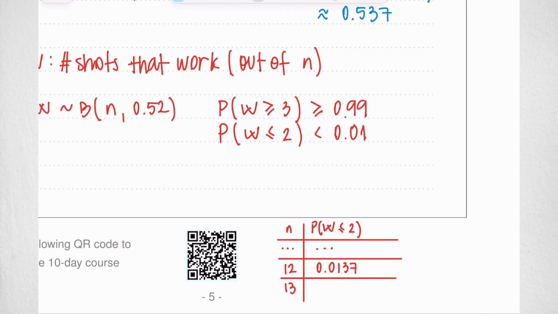which is not quite there. Now for n equals 13, we have 0.0077. Therefore, the briefcase should contain at least 13 shots.